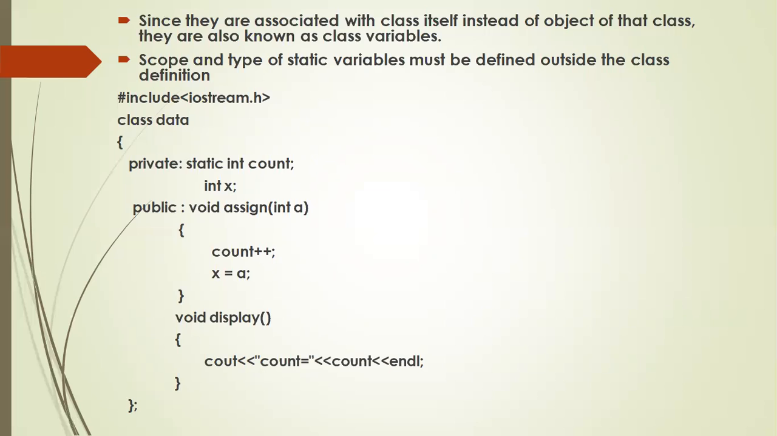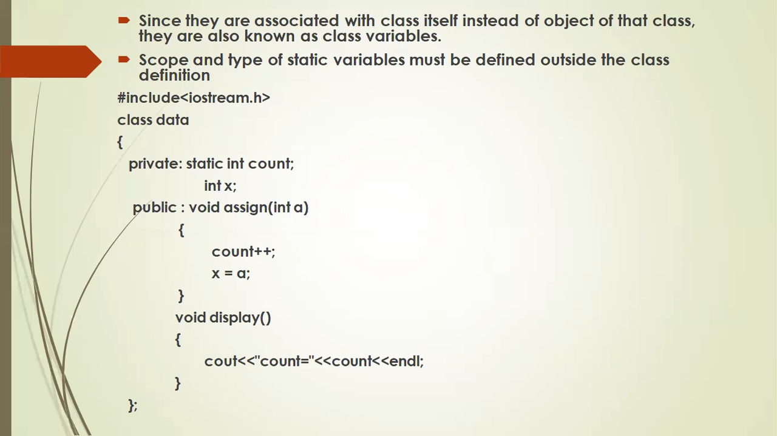So I will illustrate how static members are defined and how they are used in the program. It's a simple C++ program. The class name is Data. We have to define member data and member functions within the class. The member data is declared under the access specifier private, and the member functions are defined under the access specifier public. So private: static int count, and the other one is int x.